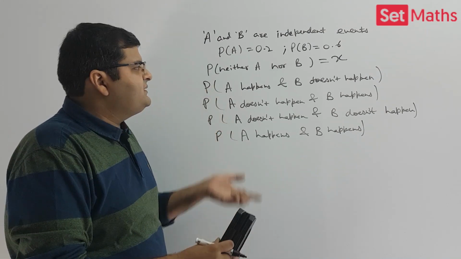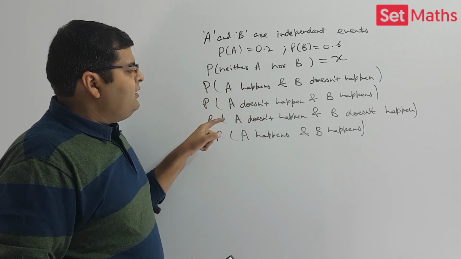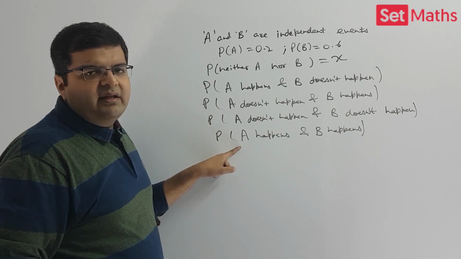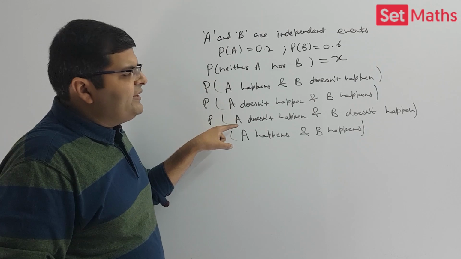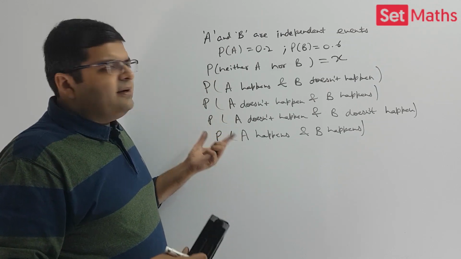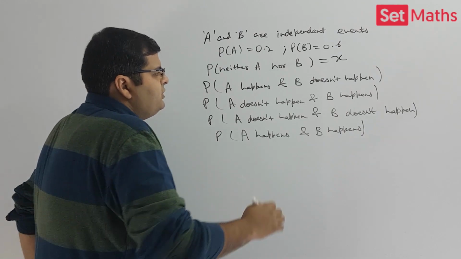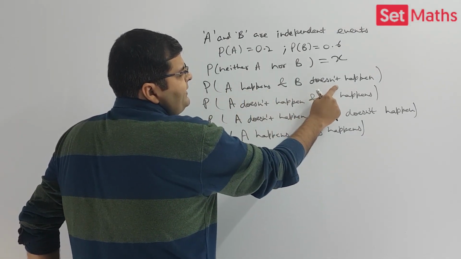If there are two events, either one of them is happening like in the first two cases, or none of them is happening like in the third case, or both of them are happening like in the fourth case. There is no other possibility. So if I find the probability of each of these cases and add that up, that should be equal to 1. Now for the first case, probability of A happening and B not happening.